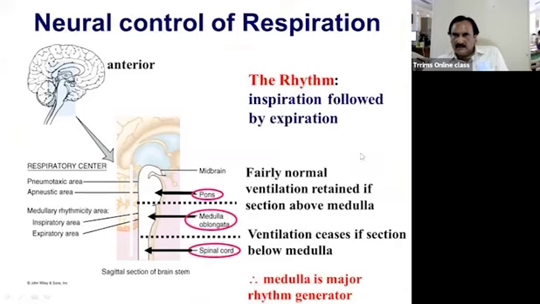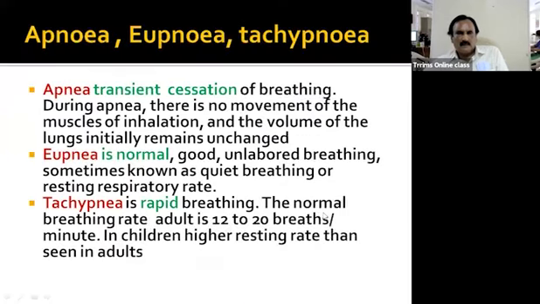You should know that inspiration is followed by expiration, where the normal ventilation is retained. Some of the applied aspects which you should know: apnea is the transient cessation of breathing. During apnea, there is no movement of the muscles of inhalation, and the volume of the lungs initially remains unchanged.